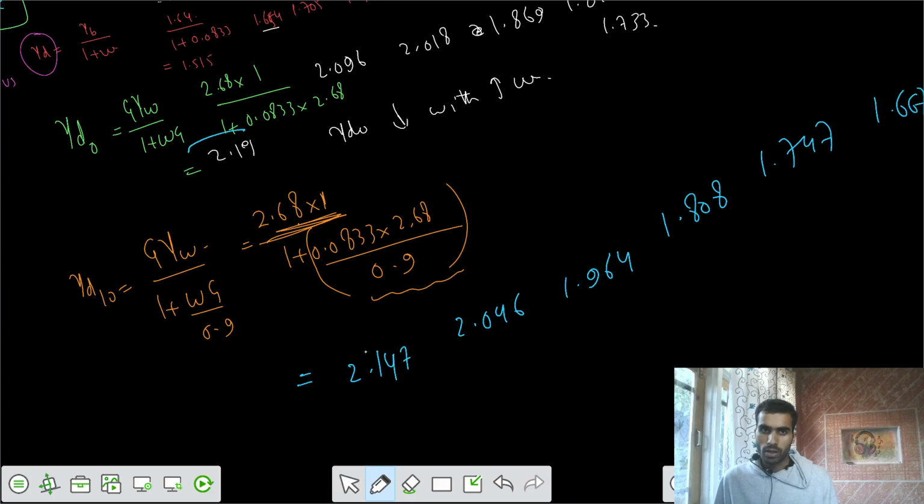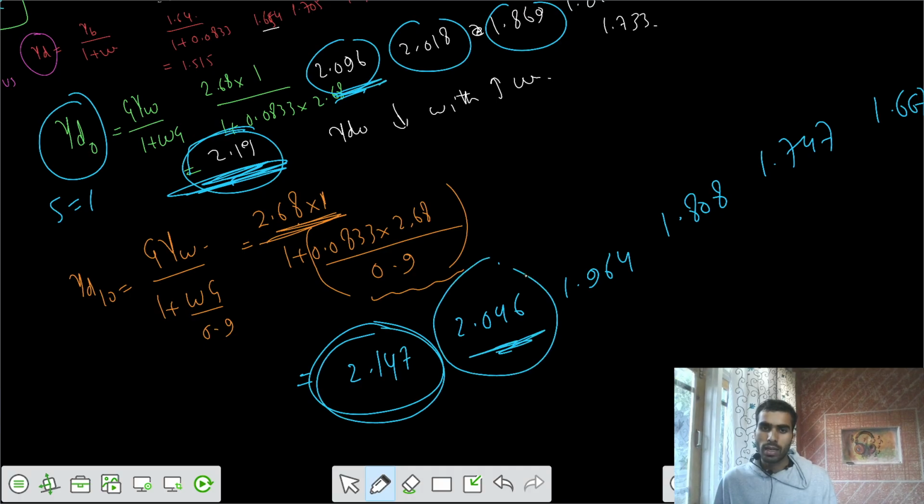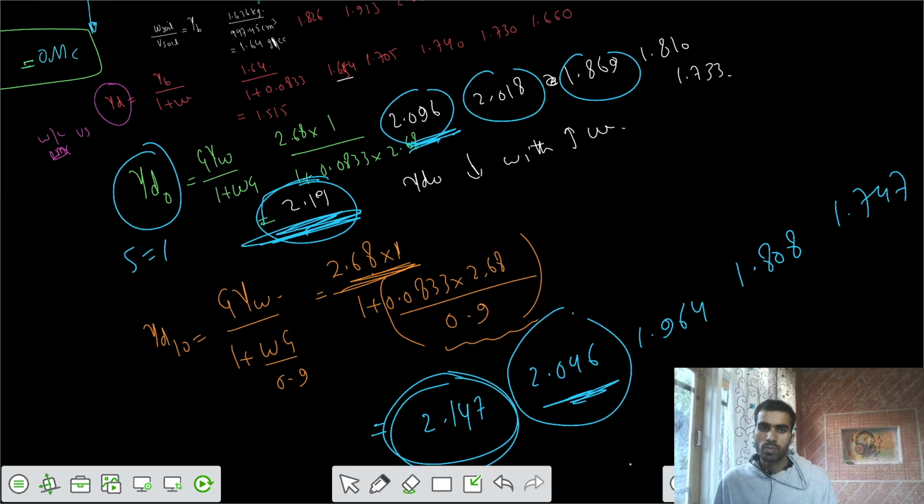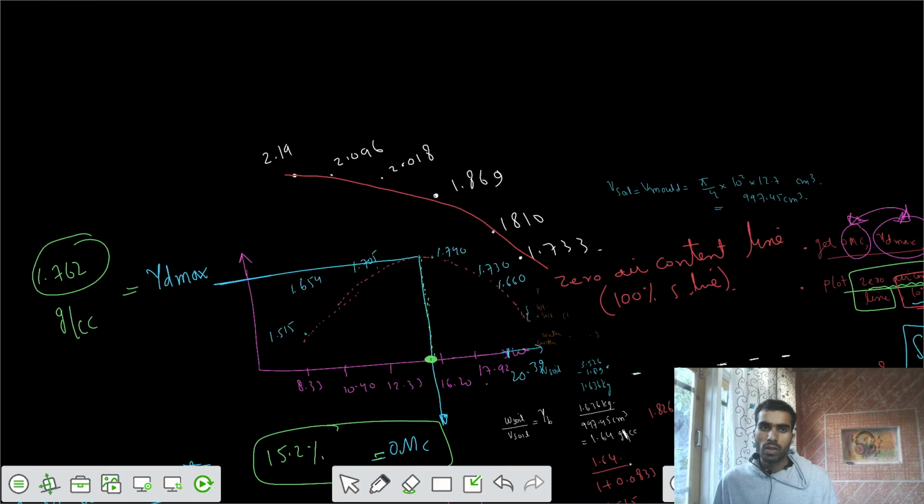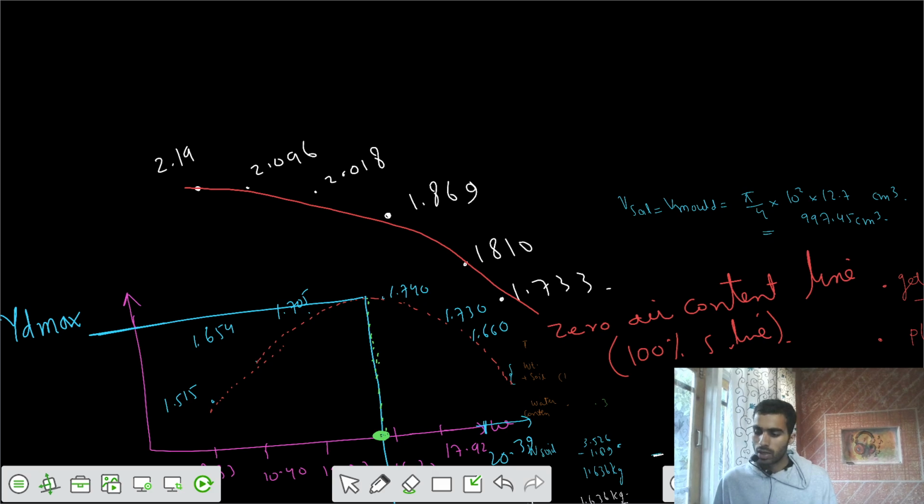So if I try to compare the values with the previous one, at a value of gamma d naught when saturation was 1, you would see that the initial values are more with respect to the final value. 2.19 versus 2.147. 2.096 versus 2.046. So the second one is lesser as compared to the initial value. So I would say your values are a little bit lesser as compared to the previous one.